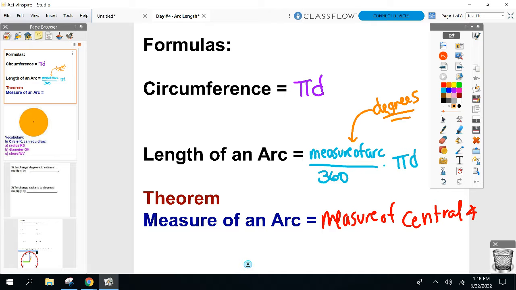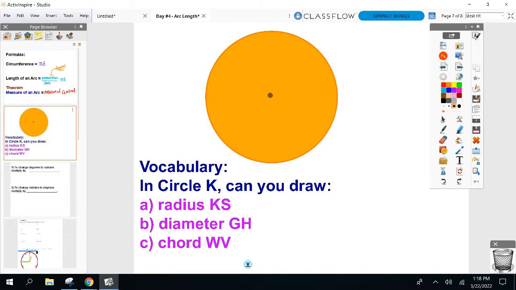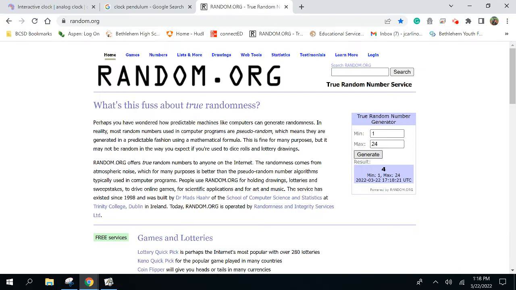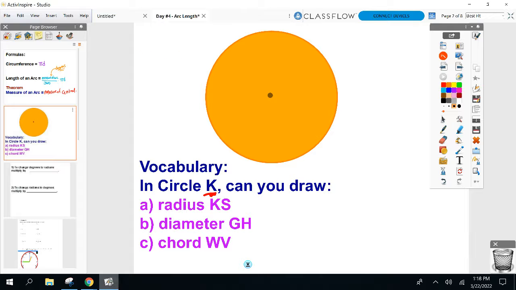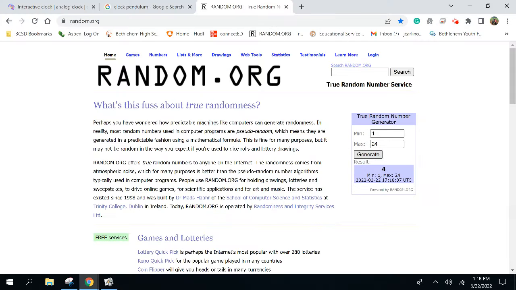All right, let's go vocab now. It's circle K. Tell me something about point K. Center, thank you. Let's use that vocabulary. Center. If I had you draw radius KS, what do you tell me to do? Radius KS. Be descriptive here for me.